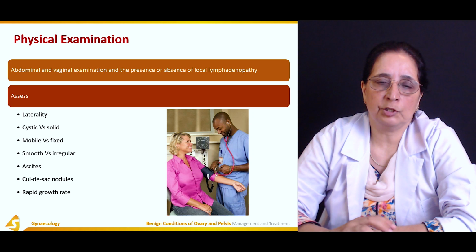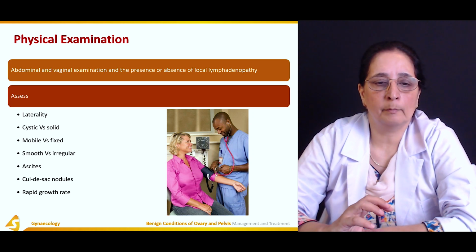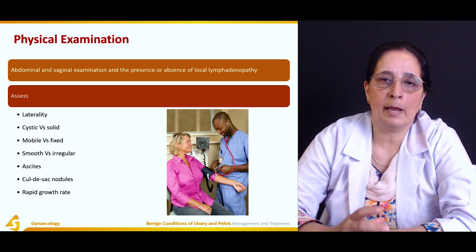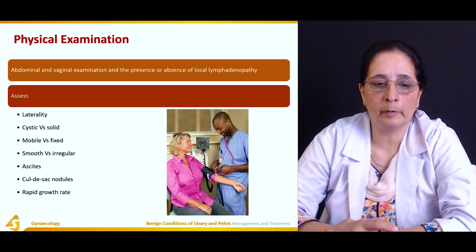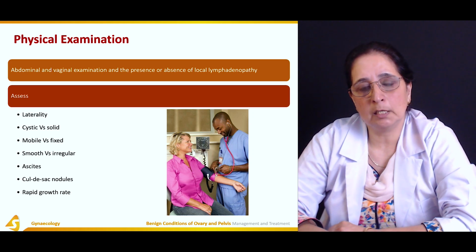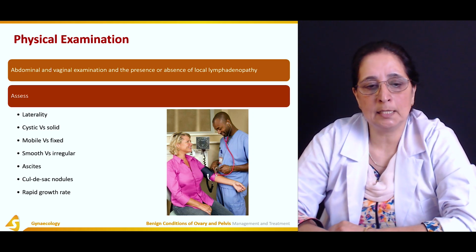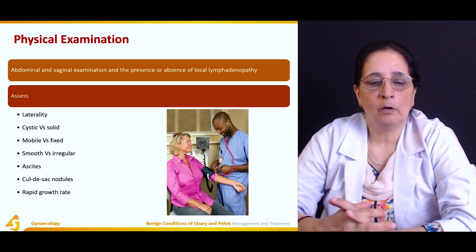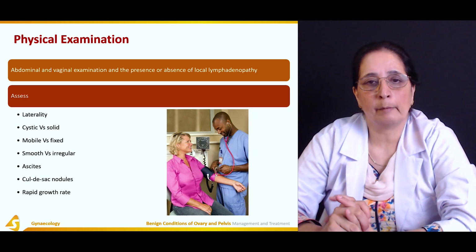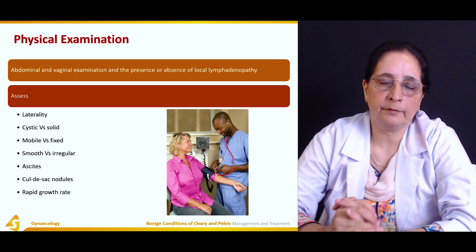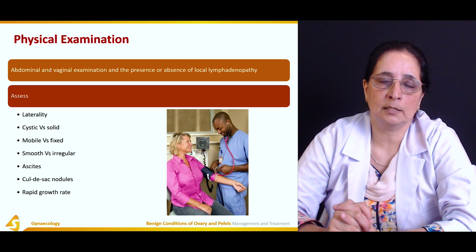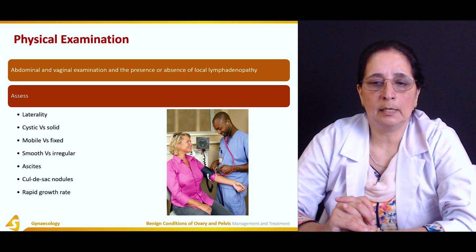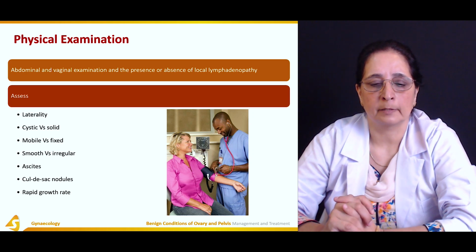Whether the structure or mass is mobile or fixed, whether the surface of the mass is smooth or irregular, if it is associated with ascites, if there are any nodules present, or if the growth rate is rapid or slow. So these are very important factors to be assessed on the pelvic and abdominal examination of the patient.